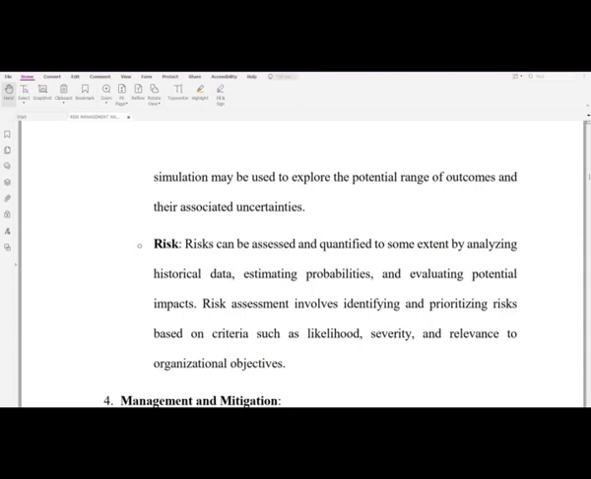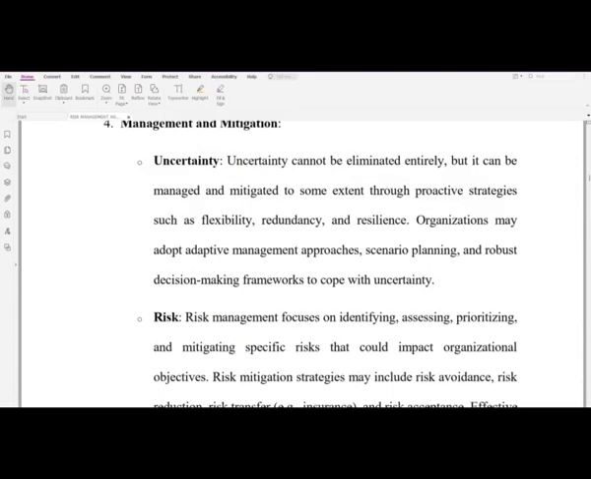Risk, in turn, can be assessed and quantified to some extent by analyzing historical data, estimating probabilities, and evaluating potential impact. Risk assessment involves identifying and prioritizing risk based on criteria such as likelihood, severity, and relevance to organizational objectives.